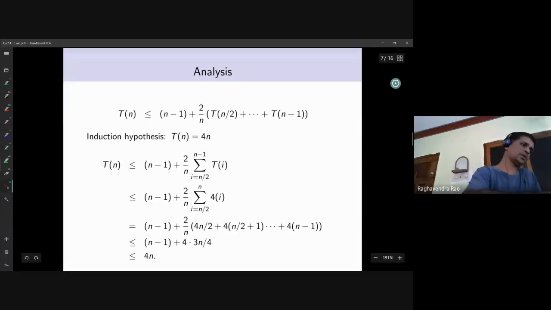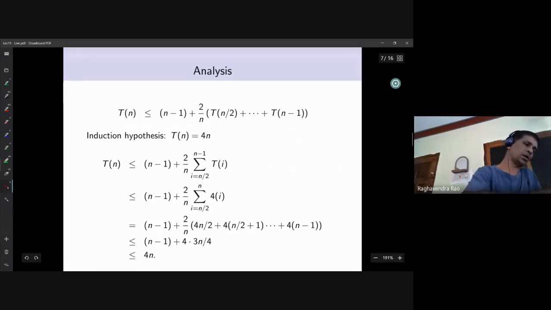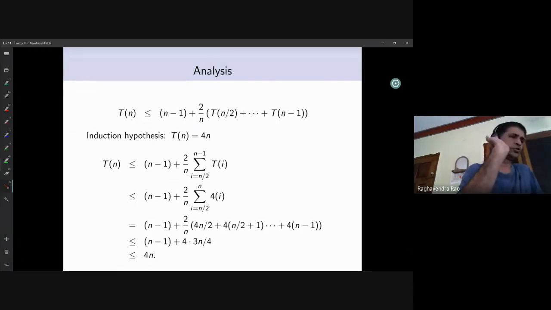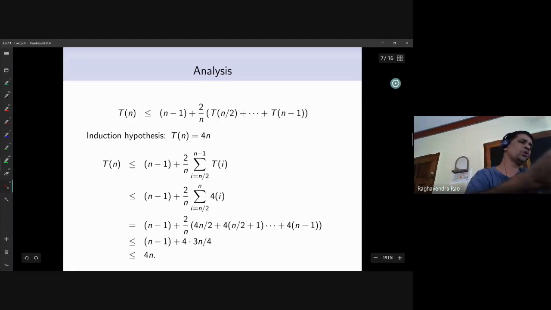Just to make it easier to read, the expression looks like this without the summation. So T of n is less than or equal to n minus 1 plus 2 by n into T of n by 2 plus etc. up to T of n minus 1. So that's the usual trick. You make an induction hypothesis or a conjecture. Let's assume T of n is less than or equal to 4n as a solution for the recurrence.